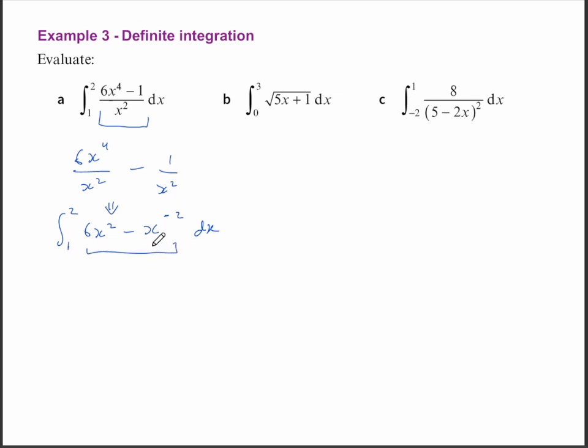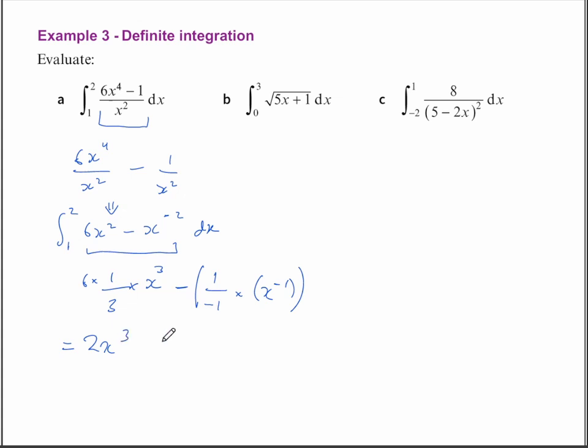Integrating this firstly will be 6 times, remember, 1 over n plus 1, which is going to be 3, multiplied by x to the power n plus 1, which is 3. Then subtracted by, we don't have a coefficient, so there is no 6 for this term. So 1 over n plus 1, which is negative 2 plus 1, which is negative 1, multiplied by x to the power negative 2 plus 1, which is negative 1 again. And this will give us 2x cubed. Negative and negative becomes positive, so we have plus 1 over x, because x to the power negative 1 is just 1 over x. And we're going to put our limits in for 2 and 1.